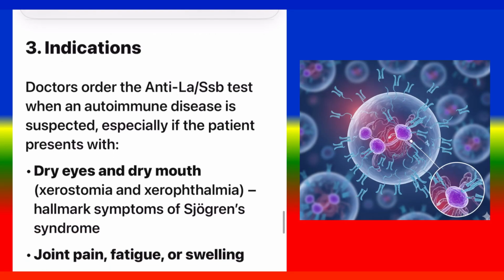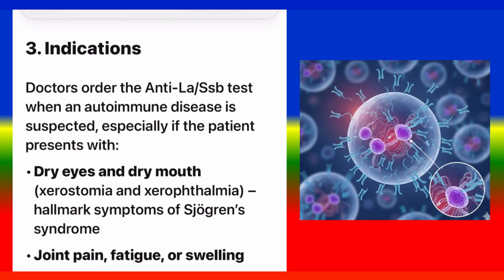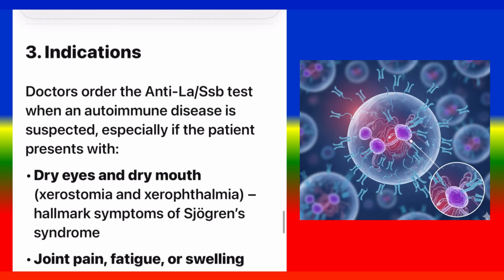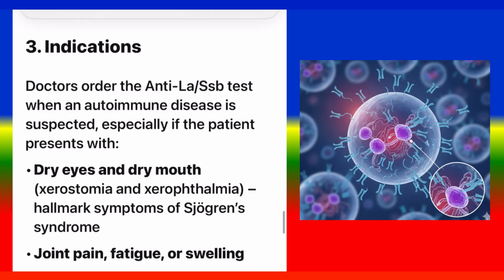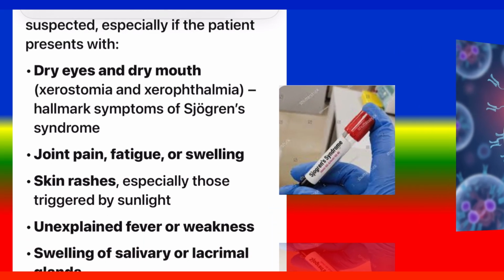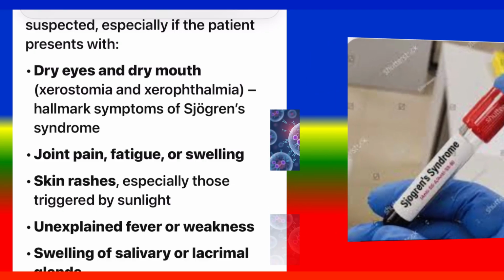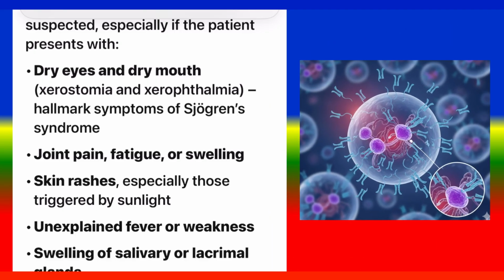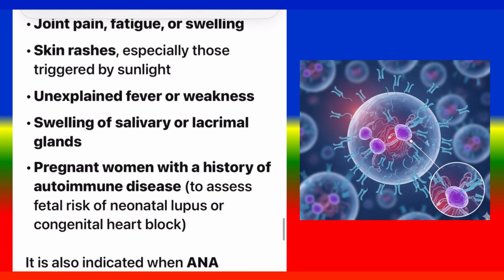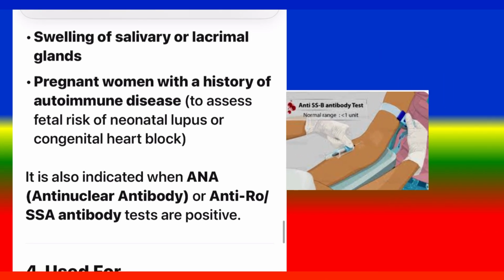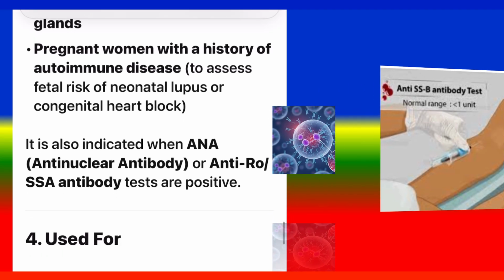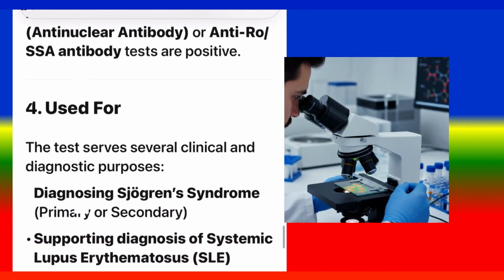Number 3. Indications. Doctors order the anti-SSB test when an autoimmune disease is suspected, especially if the patient presents with dry eyes and dry mouth, xerostomia and xerophthalmia, hallmark symptoms of Sjögren syndrome, joint pain, fatigue or swelling, skin rashes, especially those triggered by sunlight, unexplained fever or weakness, swelling of salivary or lacrimal glands, pregnant women with a history of autoimmune disease to assess fetal risk of neonatal lupus or congenital heart block. It is also indicated when ANA, anti-nuclear antibody, or anti-Ro SSA antibody tests are positive.